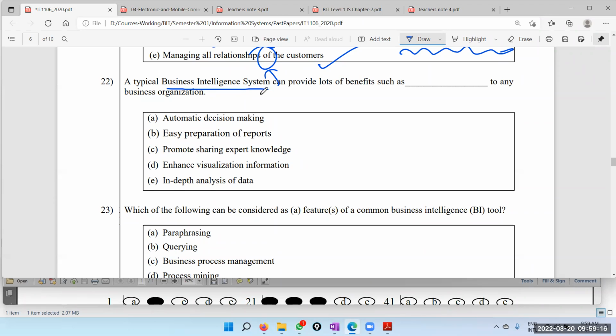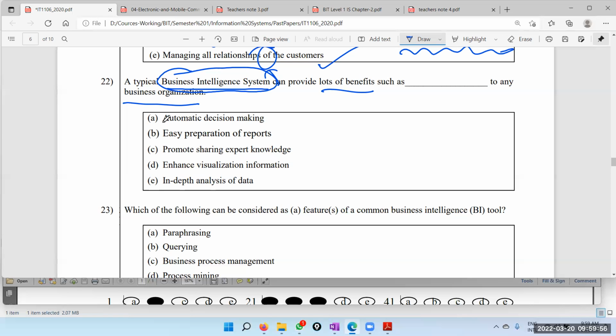A typical business intelligence system can provide lots of benefits to any business organization, right? Business intelligence systems help us analyze and see trends, so that we can take better, strategic business decisions, because we see the trends and the patterns. Automatic decision making, right? Usually these systems are to help us. They are not going to take automatic decisions. Let's keep it.